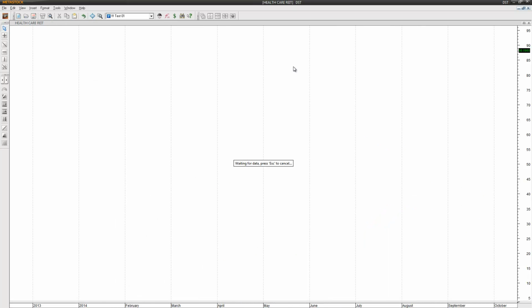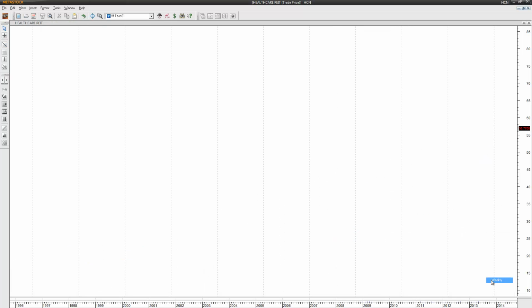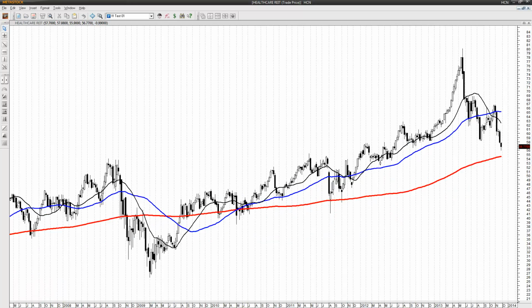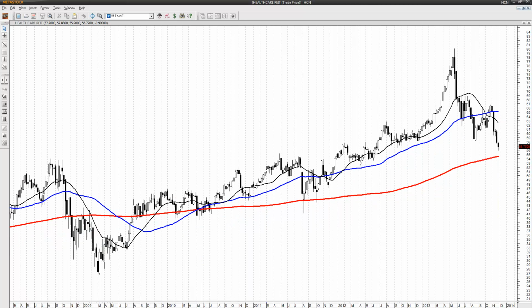Next chart, Healthcare Retirement. You're gonna see what I'm looking at. I'm looking at a trend line connecting this trough to that trough, and you have a trend line. You can see it, and change it to weekly. It's not still there, but it's gonna be the same.